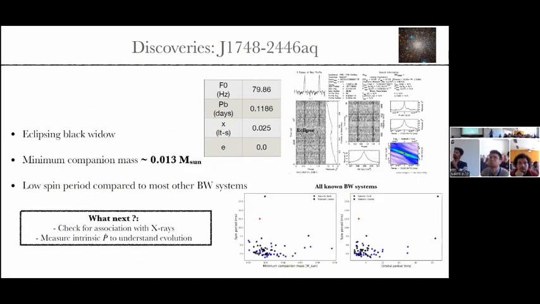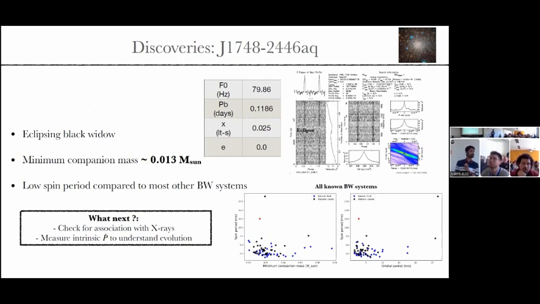Now coming to another discovery that I made. This is actually a spider-type system. There are 2 kinds of spider systems: one is black widows, and the other is redbacks. The black widow has a lower companion mass, as you can see, roughly 0.01 solar masses. What's interesting is that you can also see in time here that there's an eclipse. You don't see any emission here, which is typical of these kinds of systems.